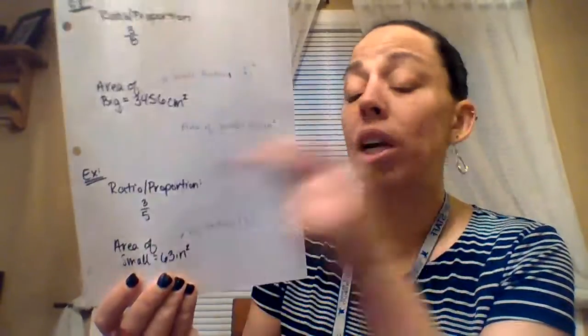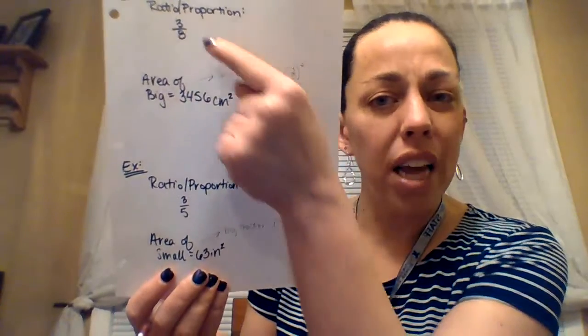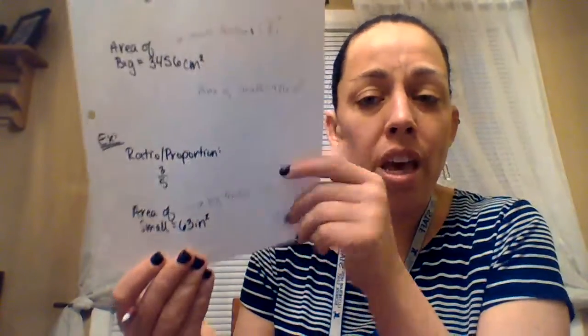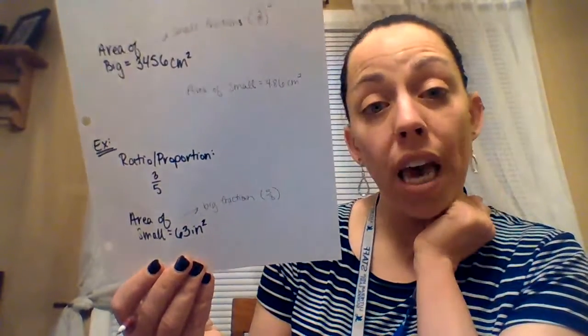Every time, look at the fraction and say, am I going big to small? Because if I'm going big to small, I need the small fraction. If I'm going small to big, I need the big fraction. But of course, since we're doing area, I would need to square that.